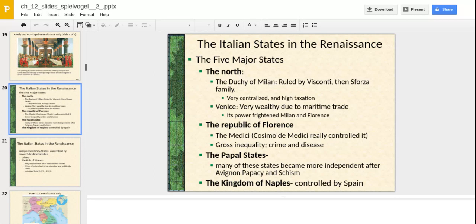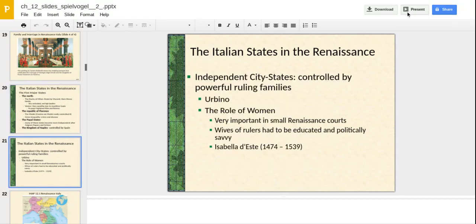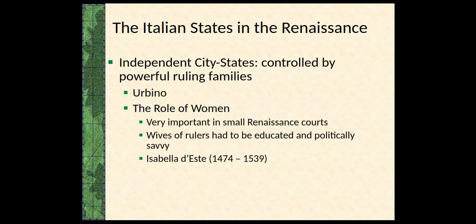And the last of the five kingdoms that you have to know is the southern kingdom, the kingdom of Naples. It's easily the poorest of the five regions. It's not run very well. The nobles are pretty corrupt there, and it eventually really gets controlled by Spain for a while there. All right. Now, there are also some other independent city-states that are smaller. They're independent of the big five, and they're controlled by powerful ruling families, such as Urbino, which is one of these places. And we'll talk about its rulers here in just a second.